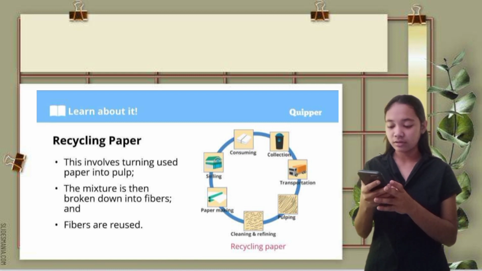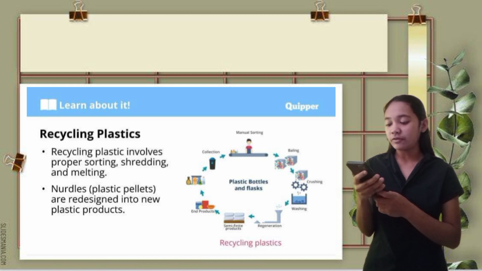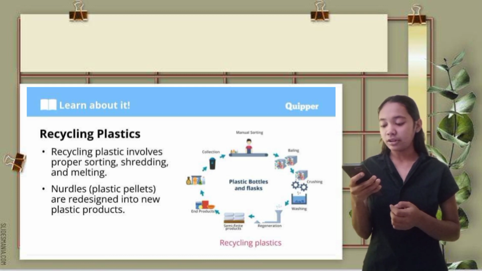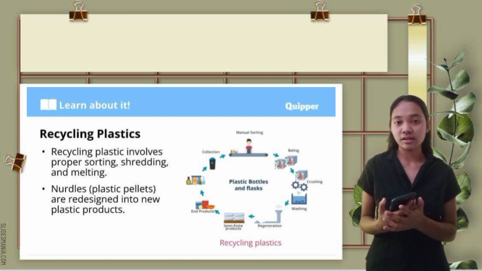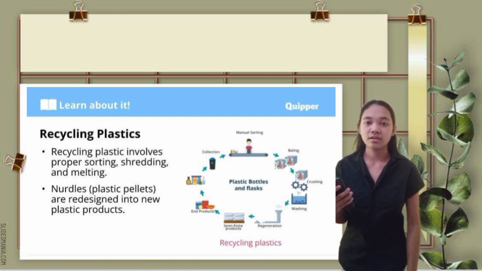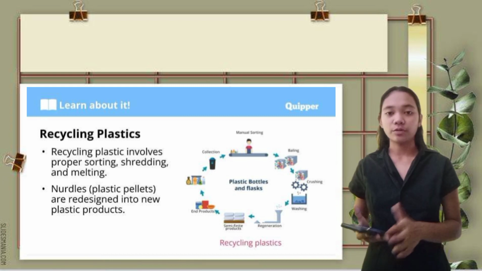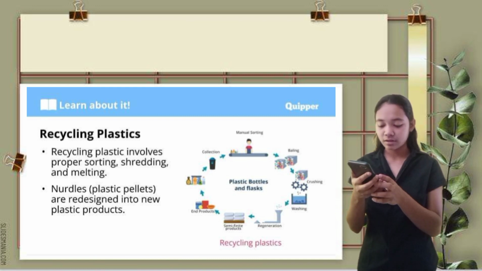So next is recycling plastics. Recycling plastics involves proper sorting, shredding, and melting. Noodles or plastic pellets are redesigned into new plastic products. For example, in recycling plastic we use our plastic bottles and make them into a pot so that we do not add more waste in our community.